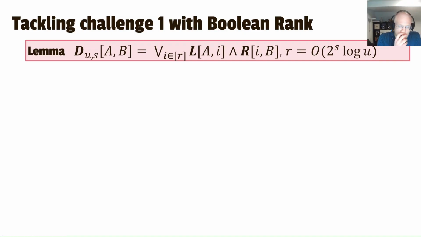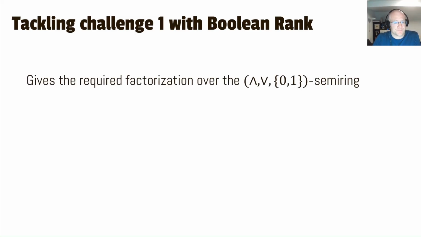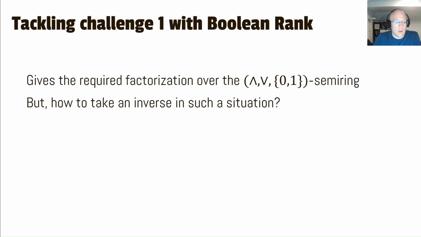The factorization is also not so difficult. It can for example be done using universal sets. So that's another one of these methods that we also use. That was also used previously for the k-path problem. So that gives the required factorization over this Boolean semi-ring.